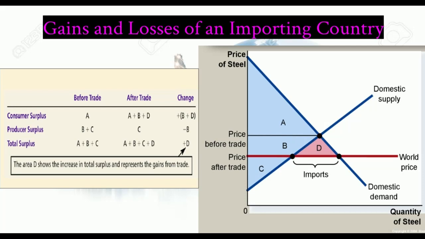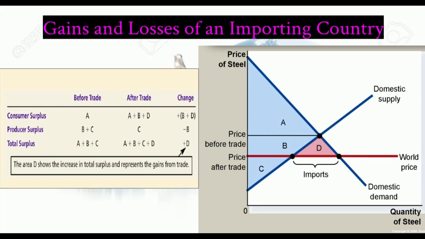Talking about producer surplus, the area above the domestic supply curve and below the price line. The producer surplus before trade was B plus C, and after trade it is just C. The change is minus B, that shows the loss to the producer surplus. The total surplus earlier was A plus B plus C. Now after trade it is A plus B plus C plus D, and the change is plus D. This area shows the increase in total surplus and represents the gain from the trade.